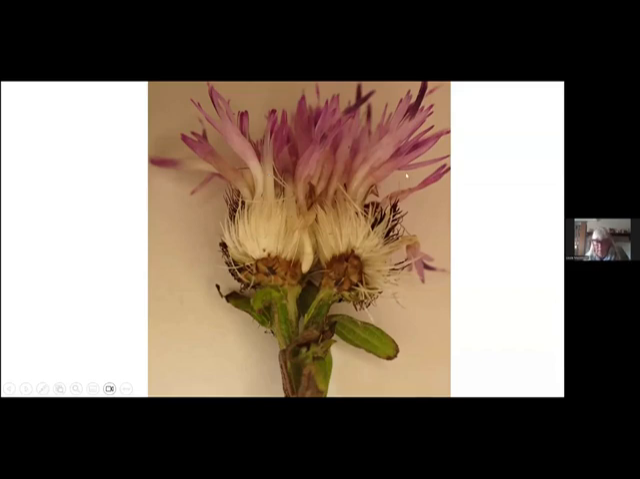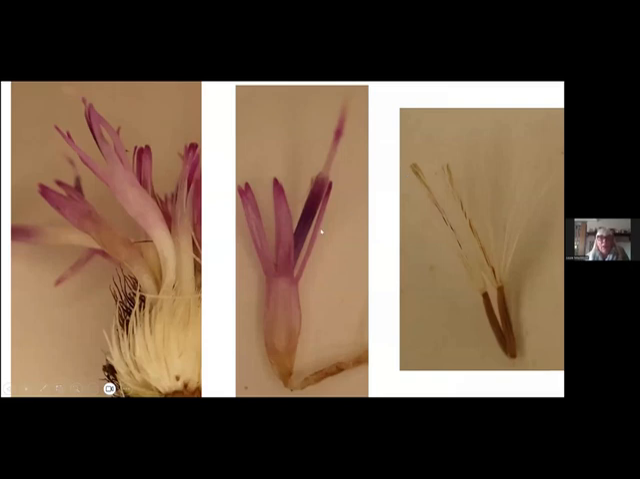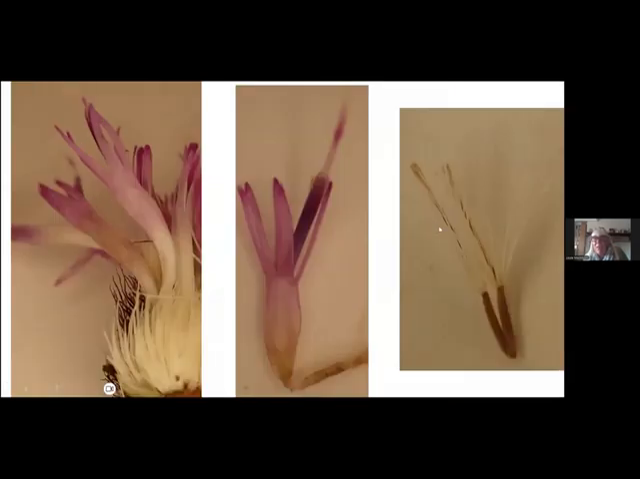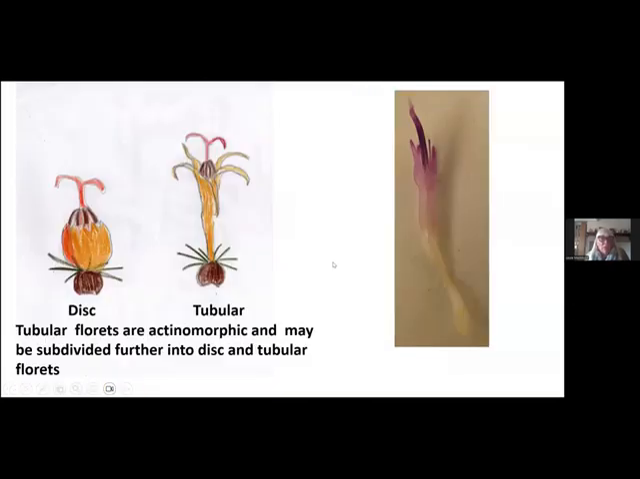And in the next one, this is an individual one, bent round. There you see the stamens, but I just haven't managed to get a very good photograph. This is very sensitive, the stigma at the top. So the tubular florets can be of two types.